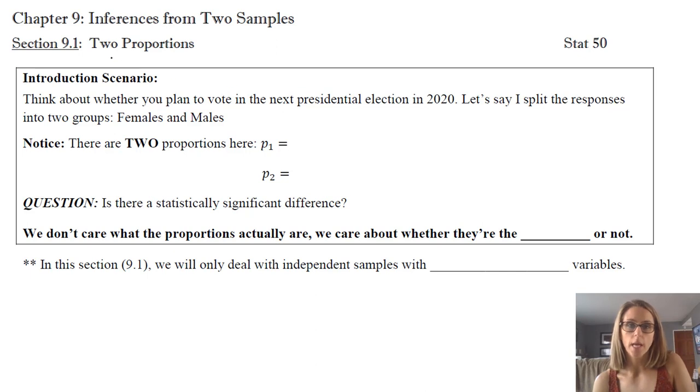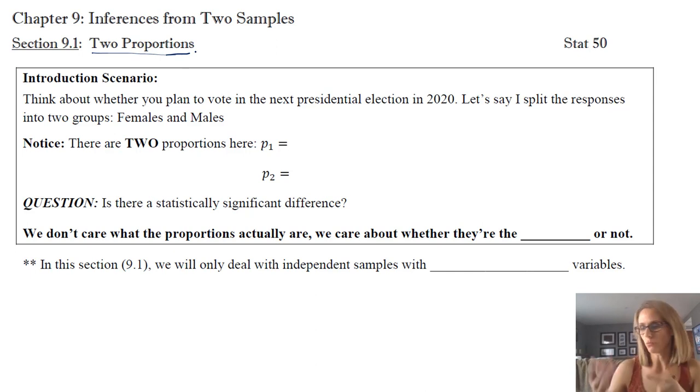Now, section 9.1 is on two proportions. So we're still doing hypothesis testing. We are still creating a null and alternative, doing a test statistic, finding a p-value. All of that stuff is the same. We just now have two samples instead of one.